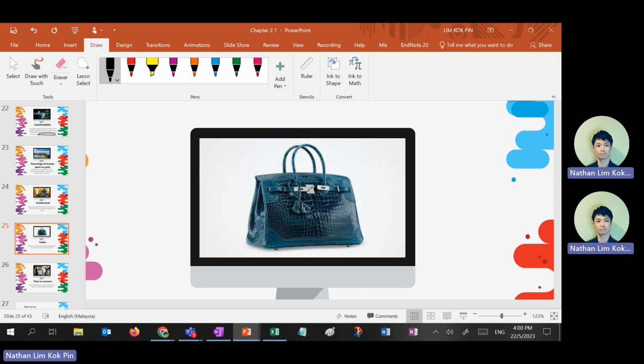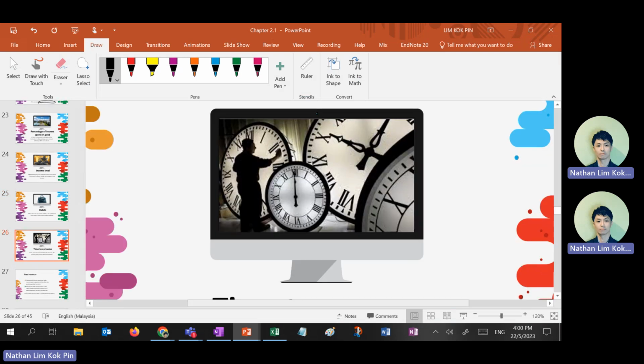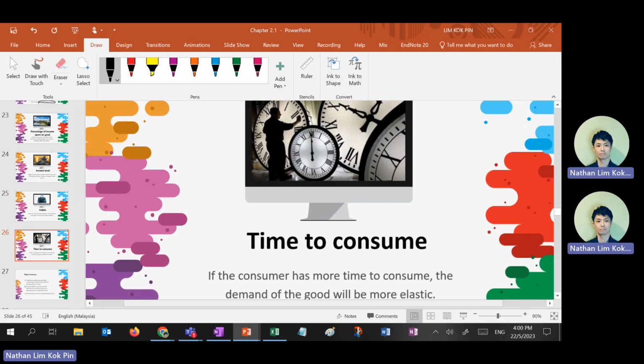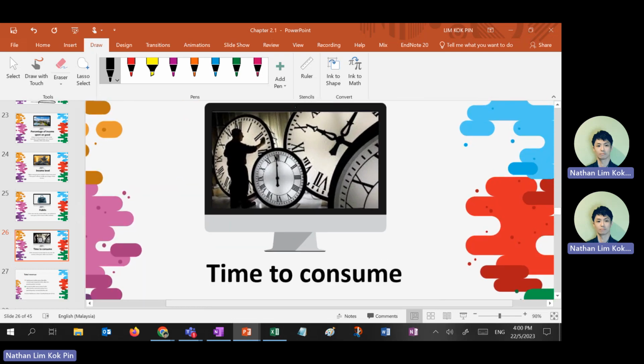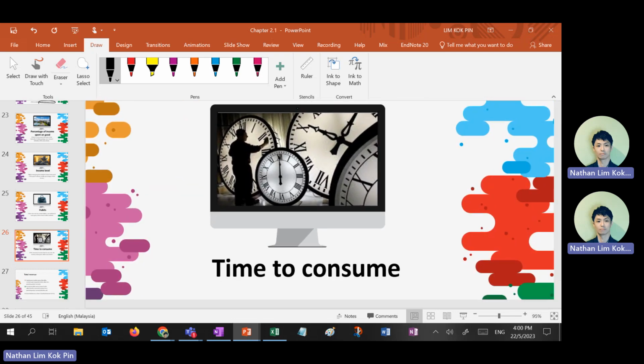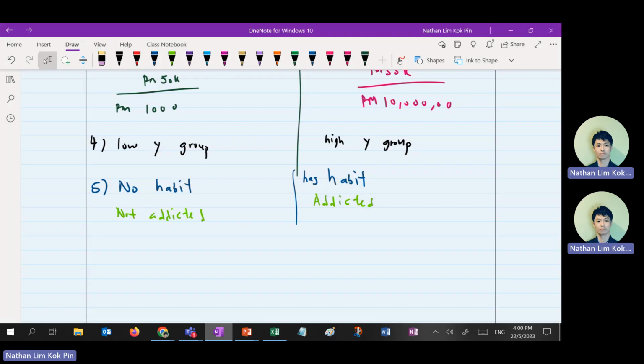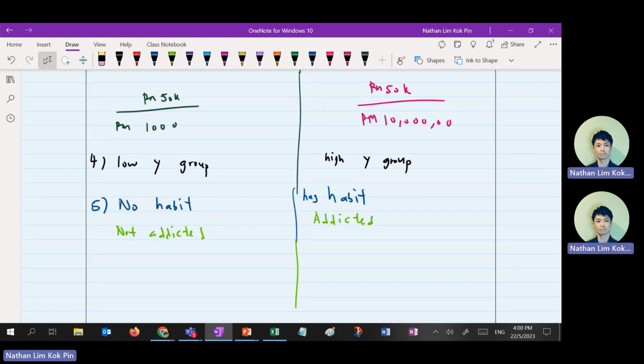Number 6. Number 6 is time to consume. This one students always write wrongly, right? Whether you have time to consume the product or services or not, it will determine whether you are elastic or inelastic.